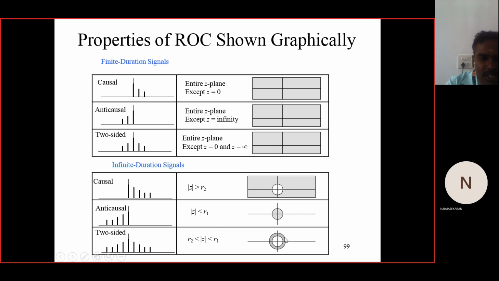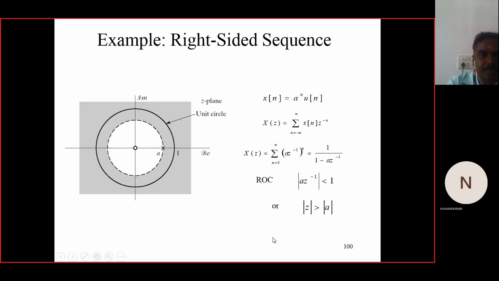So this portion is only shaded for marking the ROC. For example, take a right-handed sequence, x of n equals a power n into u of n. So X of z is nothing but the summation of n from minus infinity to plus infinity of x of n into z power minus n.